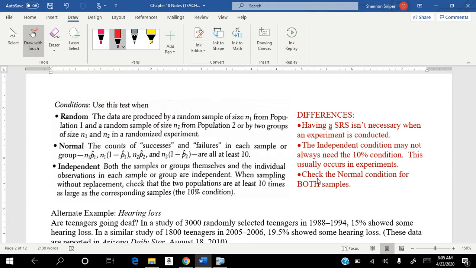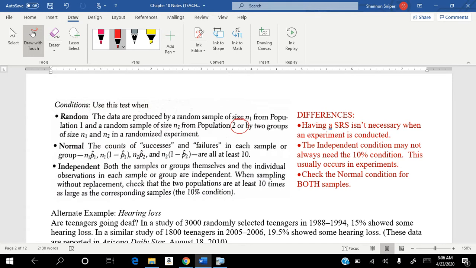Having a simple random sample isn't necessary if an experiment has been conducted. So do you see where number 1 says the data are produced by a random sample, or, right here, by 2 groups in a randomized experiment, which we're going to do a problem in just a minute with that. So whenever you are checking the random condition, you need to make sure you're using the correct part of this condition. Either the 2 samples were simple random samples, or the groups were randomly assigned.